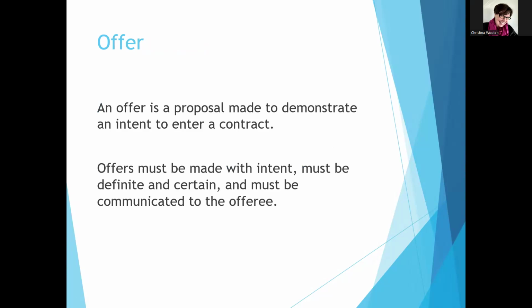An offer is just a proposal made to demonstrate an intent to enter a contract. Offers must be made with intent, they must be definite and certain, and they must be communicated to the offeree. So the offeree, the person that you're going into contract with, needs to understand that there's a contract being negotiated here. After the offer, we just learned that we have acceptance.